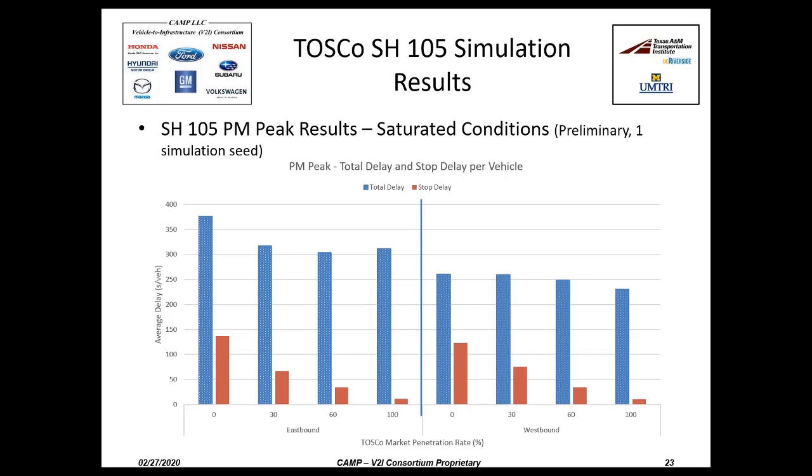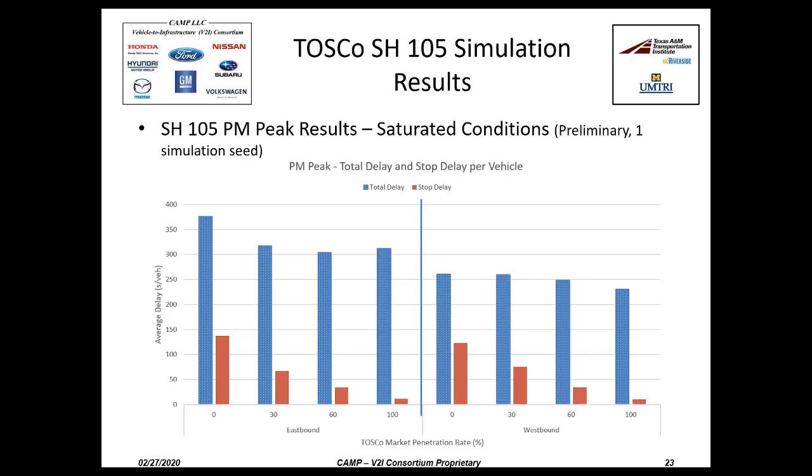you can see that there is a drop in total delay between the 0% and the 30% market penetration rate. And then it actually sort of levels off after 30% market penetration. You can see that the stop delay remains on a decreasing trend with increased market penetration. And you can see even the westbound direction has some decreases in total delay for the PM peak scenario, given that this has much more traffic in the facility.